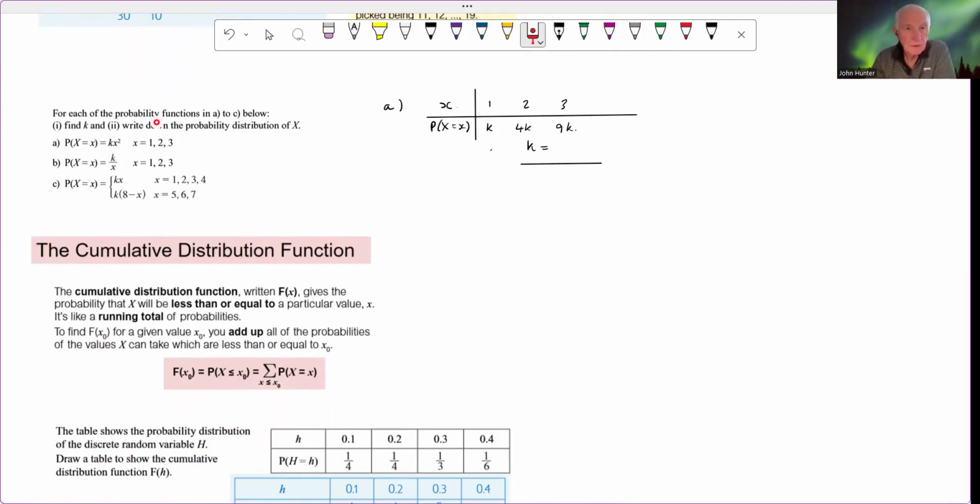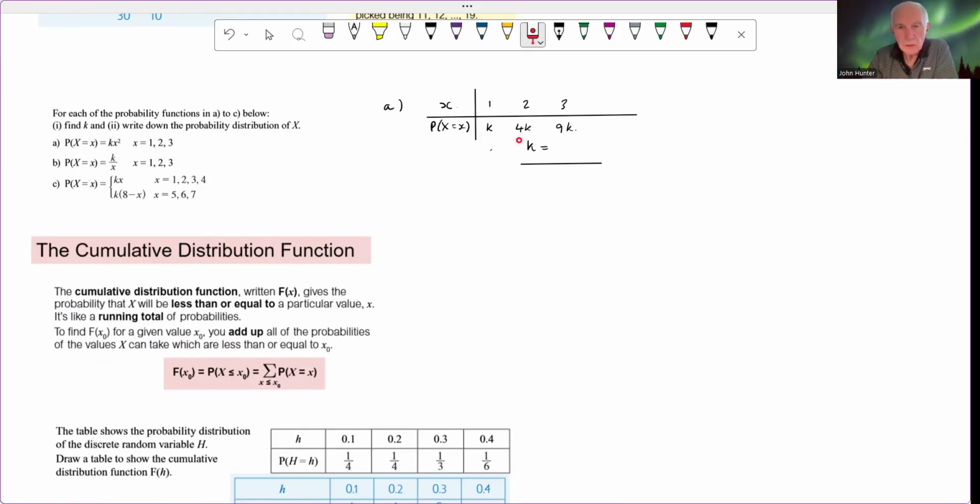Okay, find the probability functions in A to C below, find K and write down the probability distribution of X. Well, I've kind of just done the first one, really. Probability that X equals KX squared. So this is a probability distribution where, well, let's write it out. This is the way to do it. So when X equals 1, that gives us K.